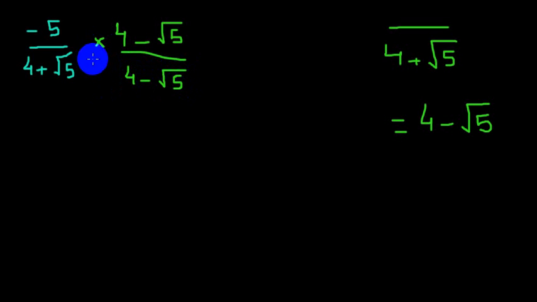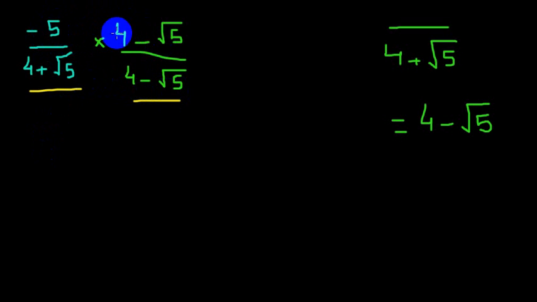Okay, now we can rationalize it. This is really easy now, because this looks like an algebraic formula: a plus b into a minus b. Let me first simplify the numerator, then we'll come to the denominator.